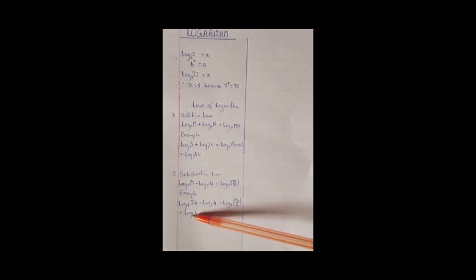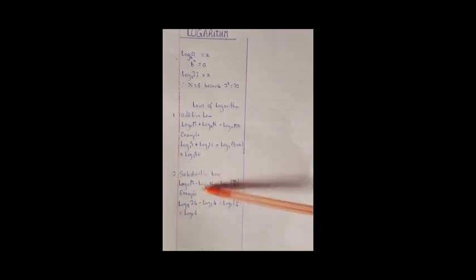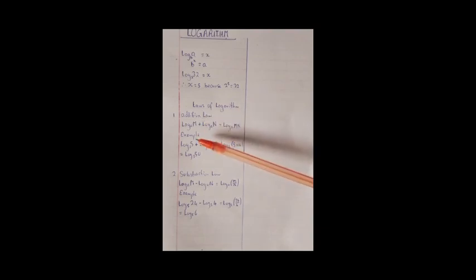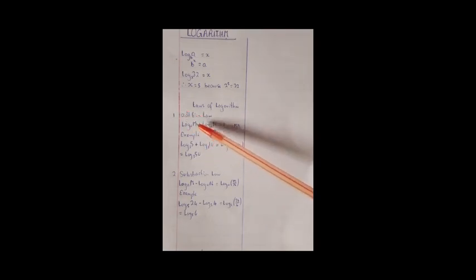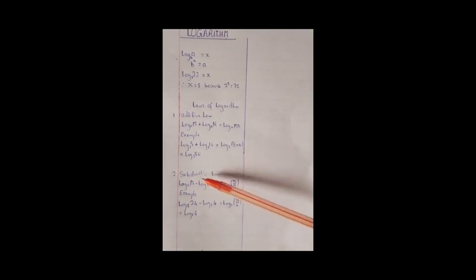So subtraction law and addition law can only be applied to logs that have the same base. Assuming we have 4 here and 3 here, we can't use this addition law or subtraction law. So we only use this law when the bases are the same.